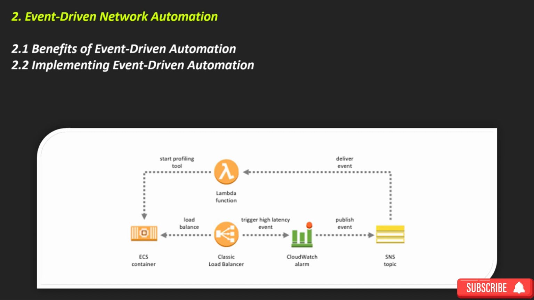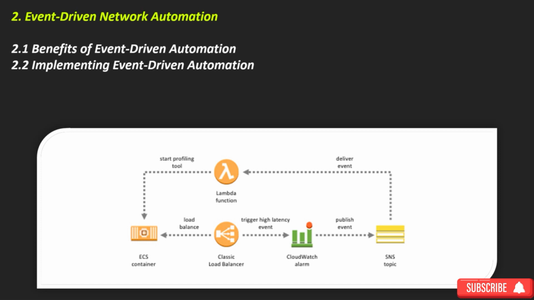So what are the benefits of event-driven automation, starting from real-time adaptability? It responds immediately to changes in the network environment. That is the first point. Efficient resource utilization also we need to focus on. It allocates resources based on actual demand, optimizing performance. And fault tolerance also we need to concentrate on. It automatically addresses issues as they arise, minimizing downtime too.